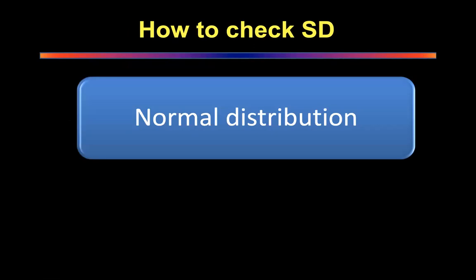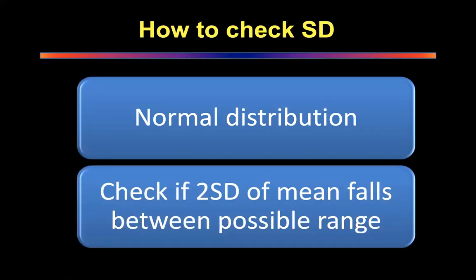Now, very often in a paper, you will be given some values, and you need to check whether they have given sensible values or not. Is the standard deviation sensible or not? The way to check is to first look for normal distribution and then look for two standard deviations. If somebody has given you a value of standard deviation, calculate 2 into that value, and then look if the mean falls between possible ranges or not.